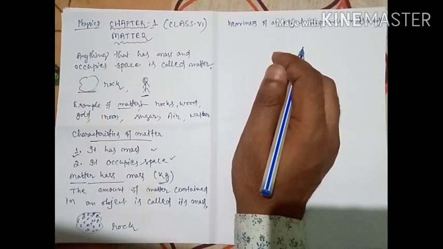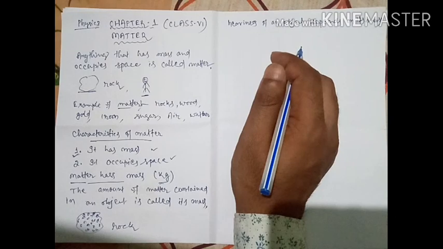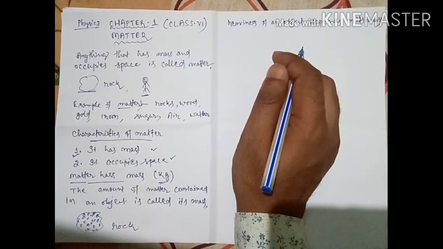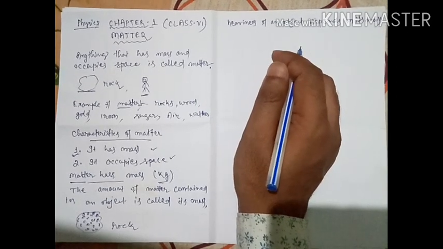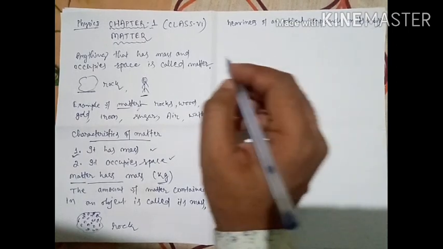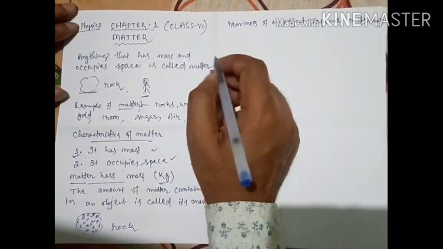That is, an object that has more mass is heavier than an object with less mass. Thus, if you know the weight of an object, you can calculate the mass. You will learn about measuring weight in the next lesson, that is the second chapter. You will come to know about this one.